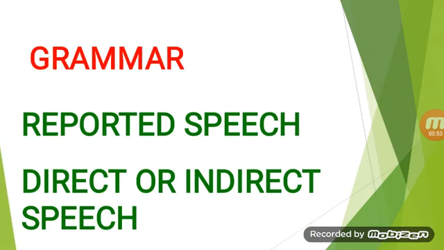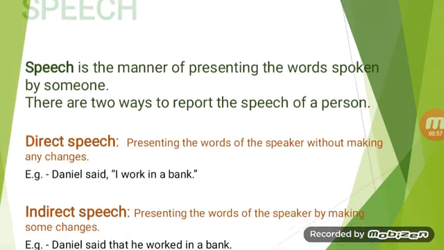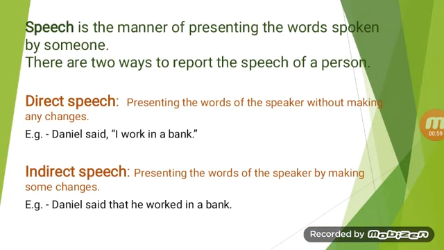Reported speech is also called direct or indirect speech. Now, what is a speech? Speech is the manner of presenting the words spoken by someone. Means we can say that speech is the manner of representing the words by the speaker. Speaker is the person who speaks. There are two ways to report the speech of a person: direct speech and indirect speech.